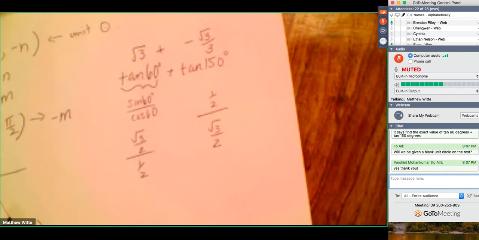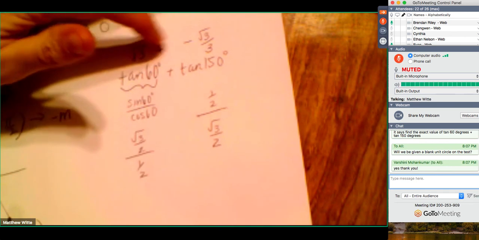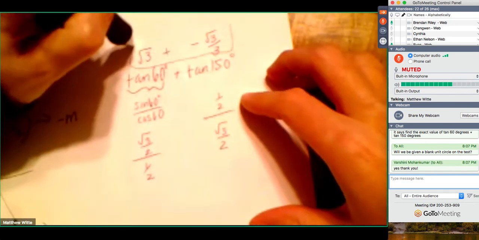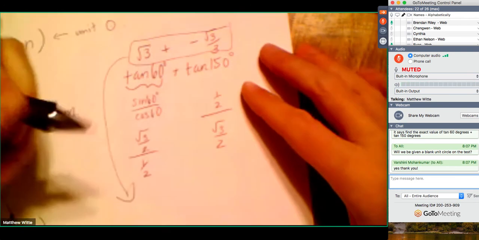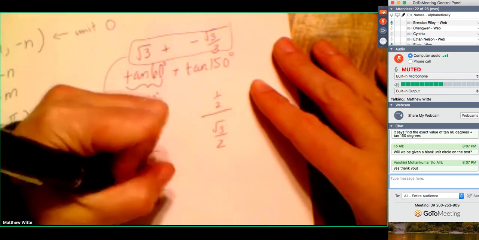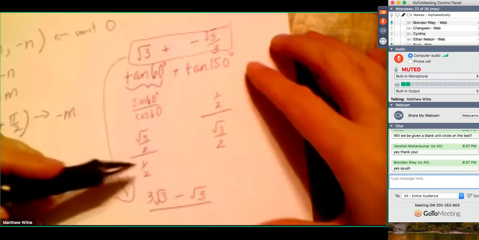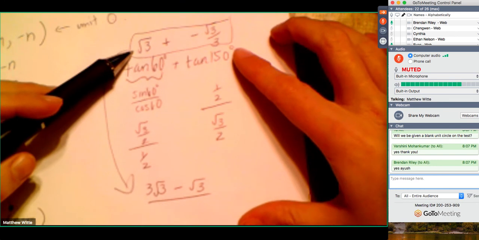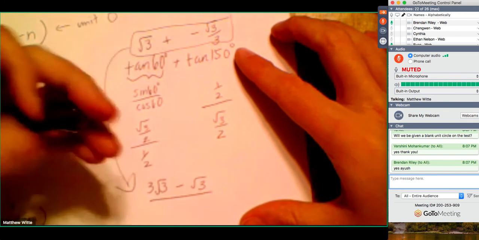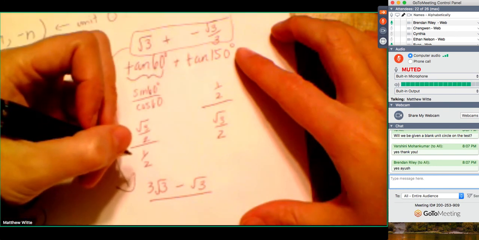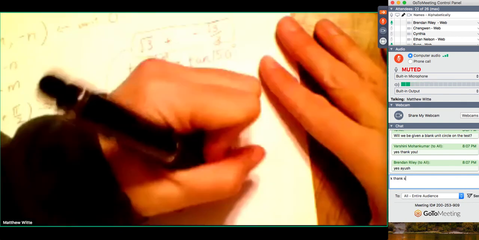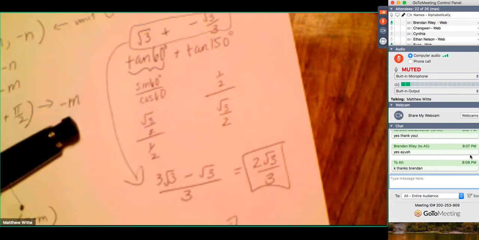Okay. So yes, you can do them individually. I would accept this, but you could get it a little bit nicer, depending on what you think. You could rewrite it as 3 square root of 3 minus the square root of 3, all over 3. So you actually could write it as 2 square root of 3 over 3. I think that would be the best way to do it to get a common fraction.